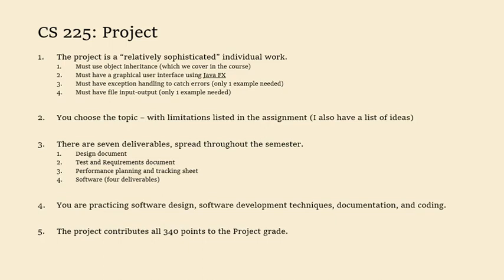There are 7 deliverables throughout the semester. There's a design document, a test and requirements document, a planning and tracking sheet, and then 4 software deliverables. There's also initially a short proposal. The idea behind the project is you're taking the individual skills that you're learning in the course and putting them together into one larger piece, and at the same time being exposed to good software design principles and good software production principles.